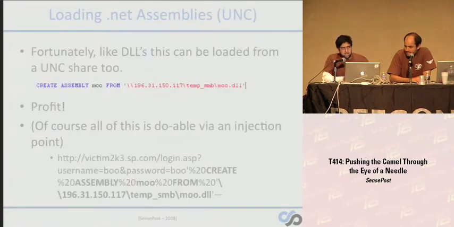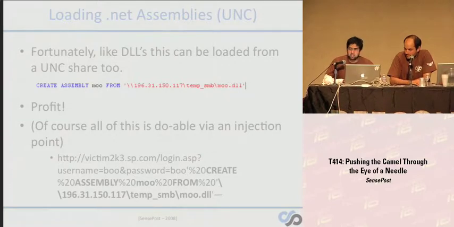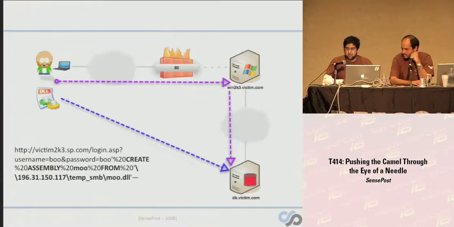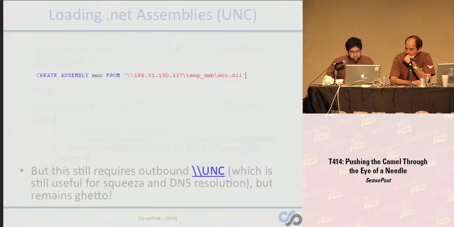So instead, we considered using an old Windows trick, which is to load the DLL via UNC path. Essentially we tell SQL Server, create this assembly from this UNC path. SQL Server then comes to our UNC path, fetches the DLL, and runs it in its memory space. Okay, but even that requires outbound UNC, which still makes it a little ghetto.